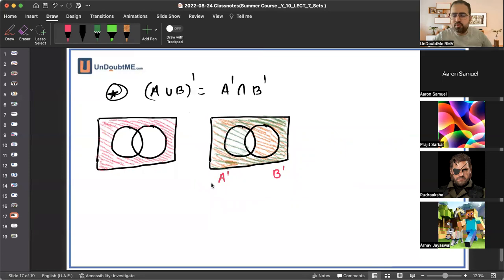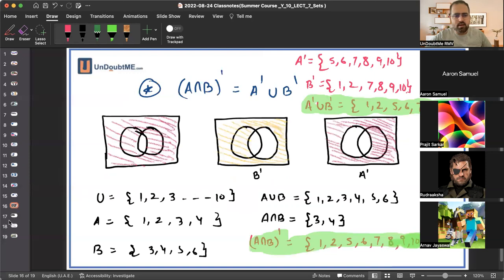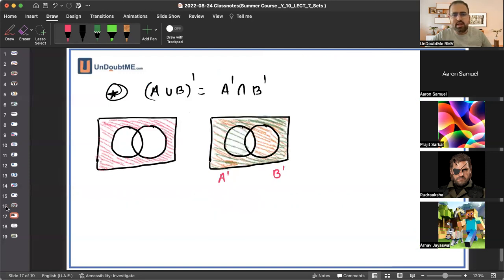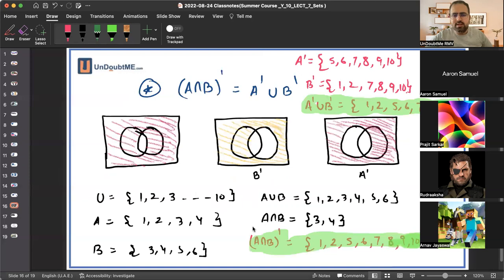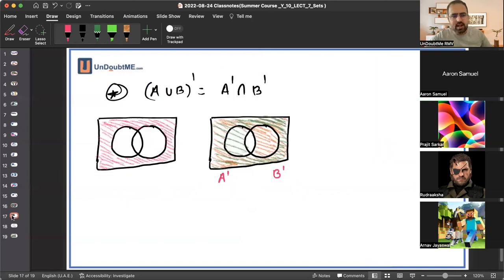Okay, this can be proved using that example also. If I go to the previous example, what I need is A union B complement. A union B complement will be everything except A union B. So A union B is having 1, 2, 3, 4, 5, 6. I'll write the complement directly. So A union B complement will be 7, 8, 9, 10.